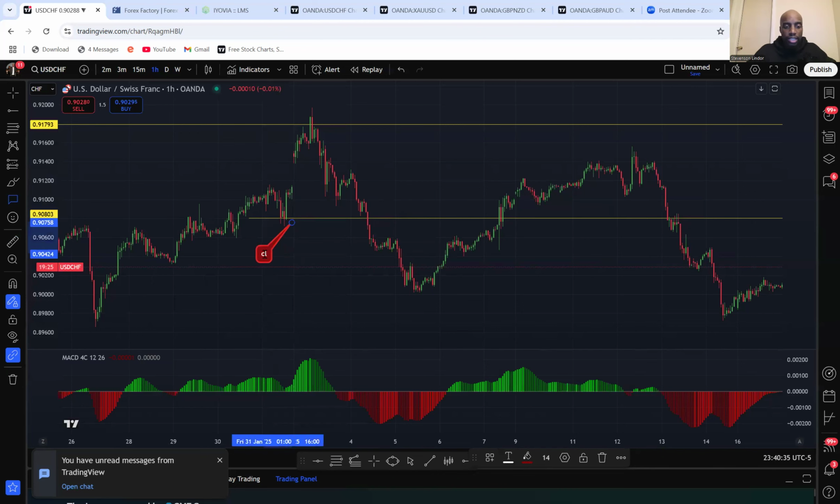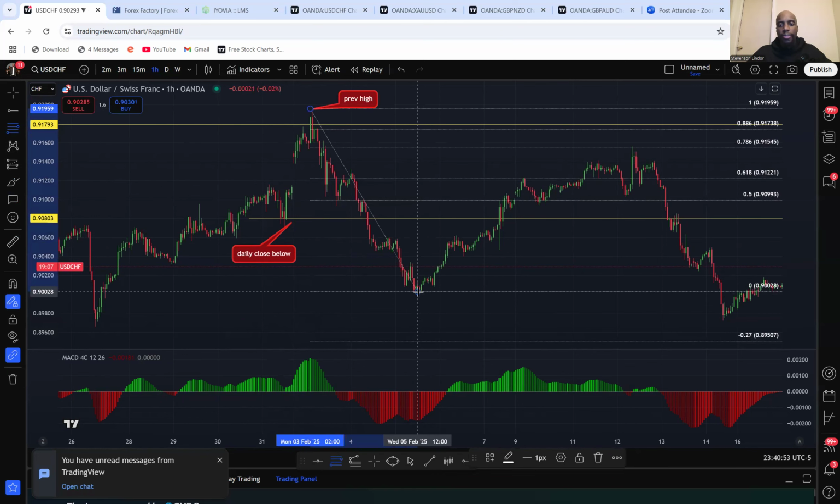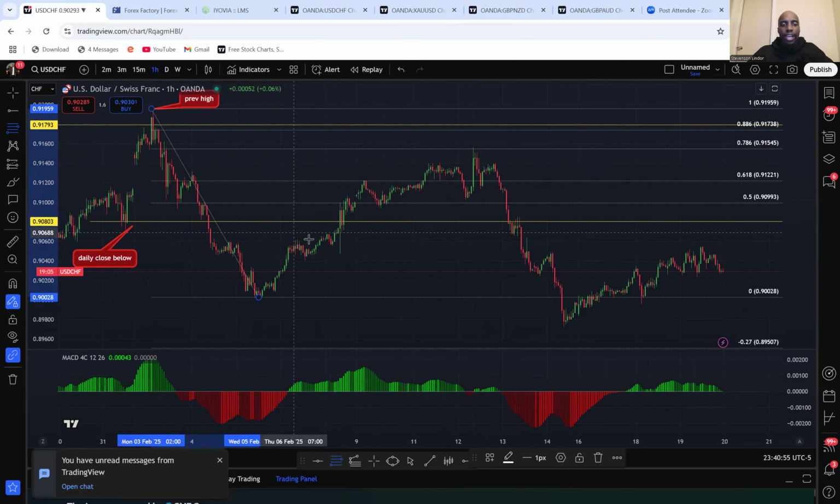So daily, close below. All right. Essentially my change of character. This is my previous high. So I want to measure this leg from this high to this low. And again, same thing. I want to sell at one of these 4 levels. As long as I don't break this high, I know my sell-off's going to come.